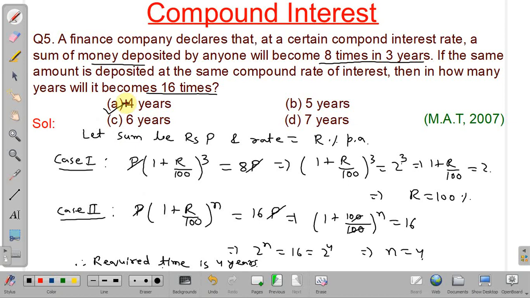Okay, friends. So in this lecture, we have discussed some important problems on the topic compound interest. Okay, thank you.